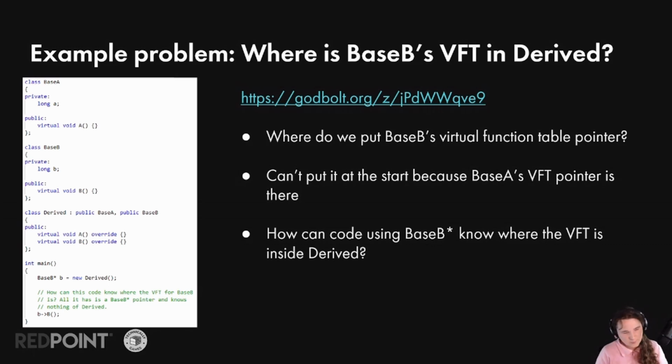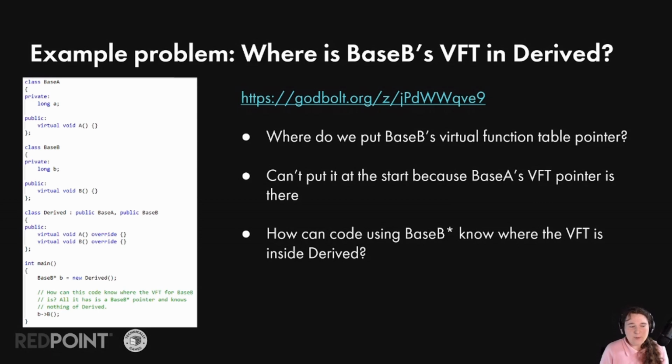Now, think about this problem. Remember before, we just established that the virtual function table is always at the start of the class. So where do we put the virtual function table for base B? It can't be at the start of the class, because that's where the virtual function table for base A is. So if we create a derived and put it in a base B pointer, how can the code that's calling it possibly know where the virtual function table is? It doesn't know that it's working with something that is actually derived. If we offset the virtual function table inside derived and we don't do anything special, it's not going to know where it is.